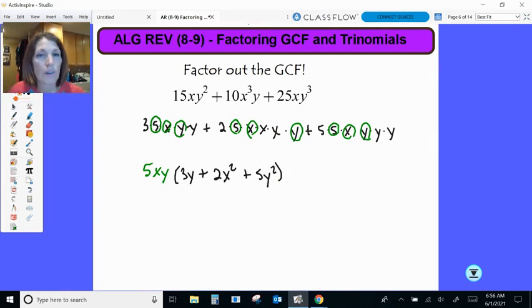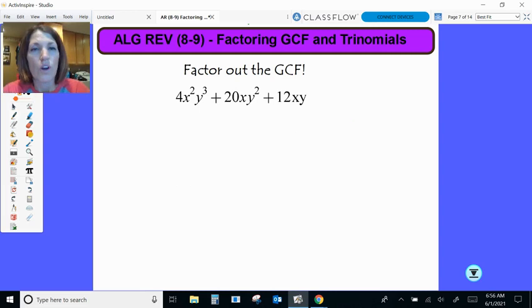Okay, now let's try one where we just do it mentally. So we say, what's the biggest number that will go into 4, 20, and 12? Well, that will be 4. So I'm going to factor out a 4. What's my variable for x squared? x and x squared will be just 1x, right? It's my biggest variable between all three of them. And then y cubed, y squared, and y will just be y.